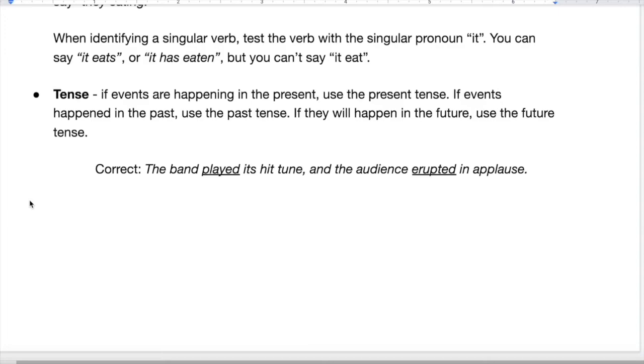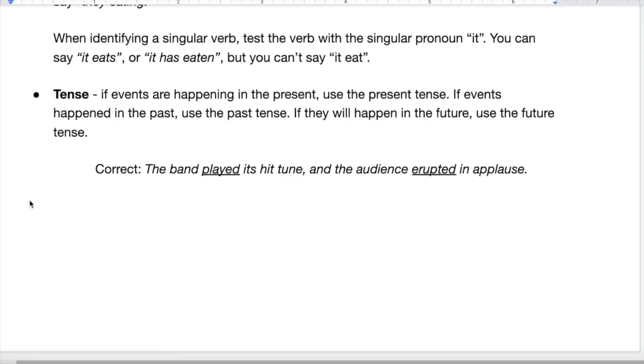Okay, and that's it. This doesn't mean, by the way, you can't have different tenses in the same sentence. You can. It's just a question of when the events are happening. If we're talking about events that happened in the past, just stay in the past tense. That's it. Read the correct example here. The band played its hit tune, and the audience erupted in applause. Is it clear we're talking about events that happened in the past?